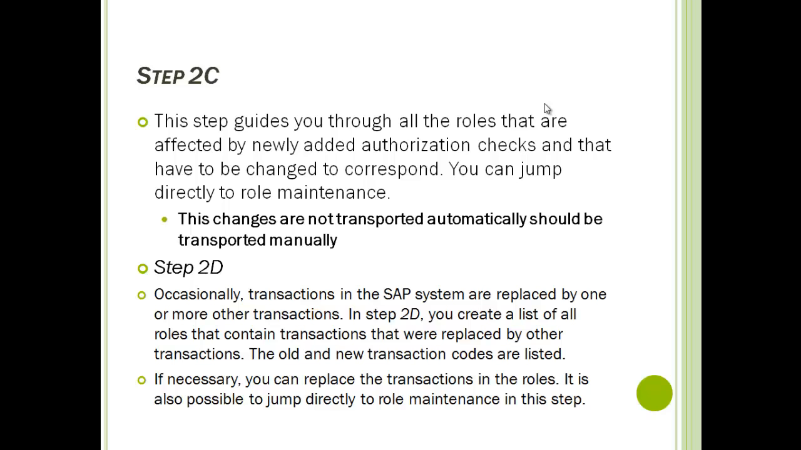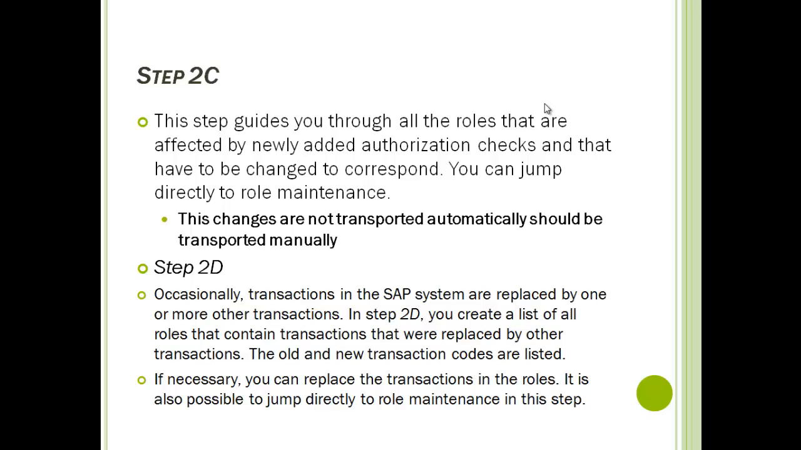Next is step 2C. In step 2C, it gives you the list of roles that are affected based on the new authorization object which is added in the upgraded version. So from this suggestion, it will flag all the roles that need to be changed. It is not going to change all the values automatically, as you know. Then we need to go to each and every role, check what additional authorization object is being proposed, review them one by one and do the changes.